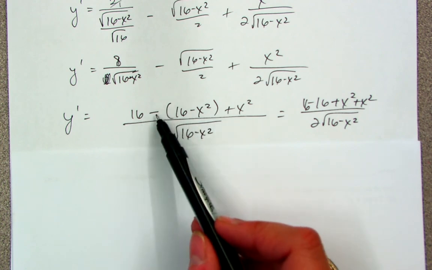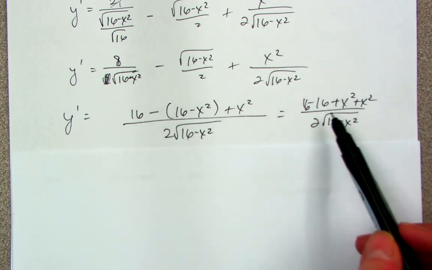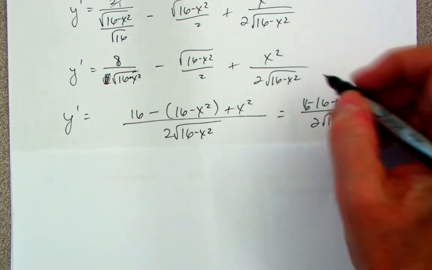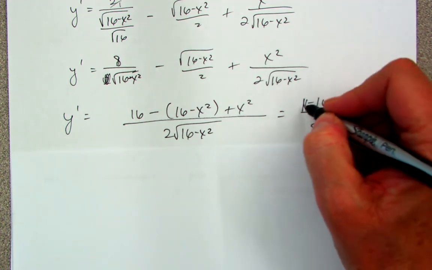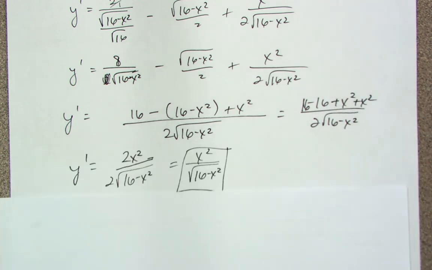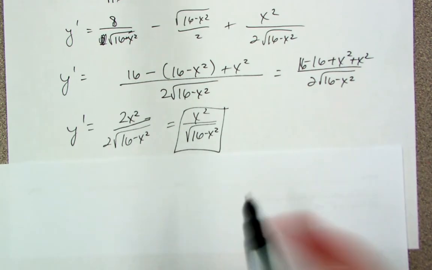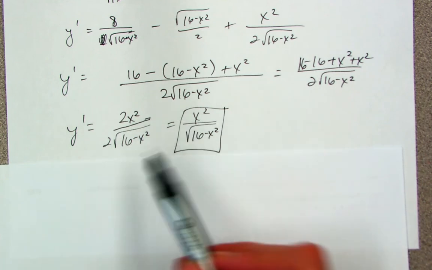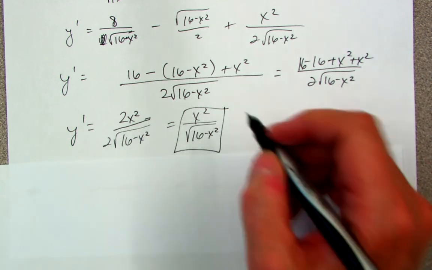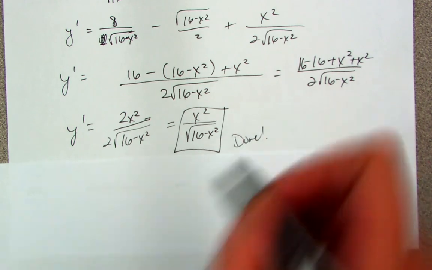Now I want to distribute that negative to both things inside. So negative 16 and a positive x squared. Sorry, I can't read that. So negative, and so it's 16 minus 16, so that's 0. So that numerator becomes 2x squared, all over 2 times the square root of 16 minus x squared. The 2's cancel, and I am now done.